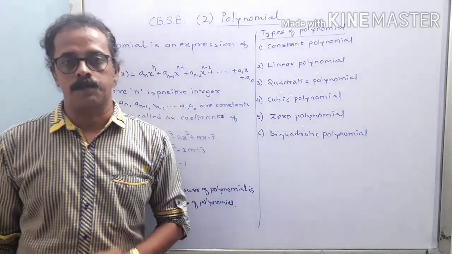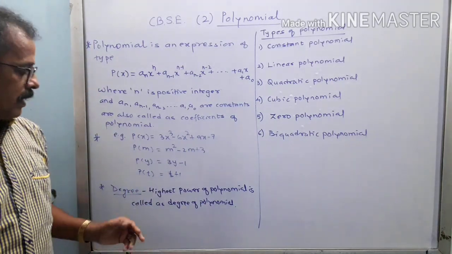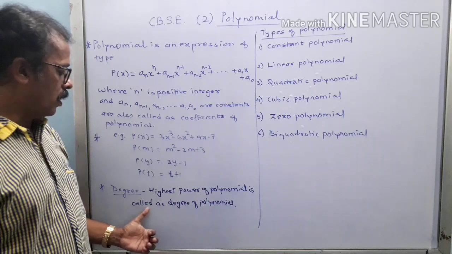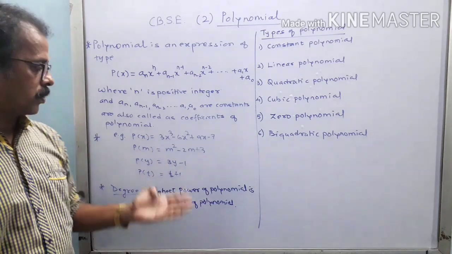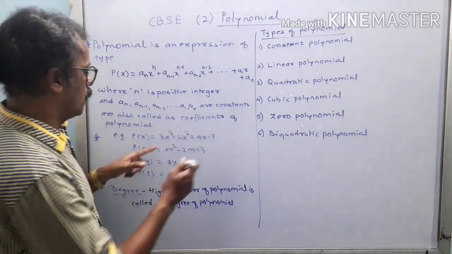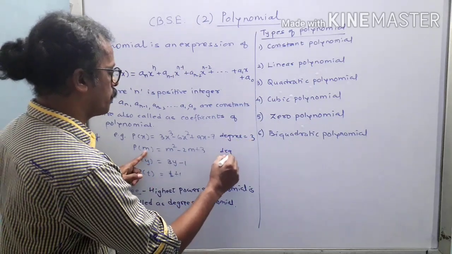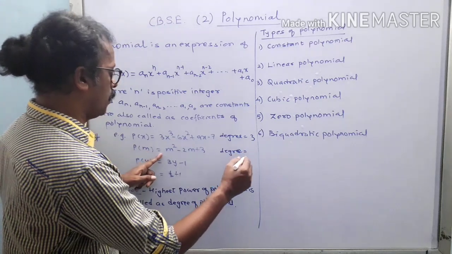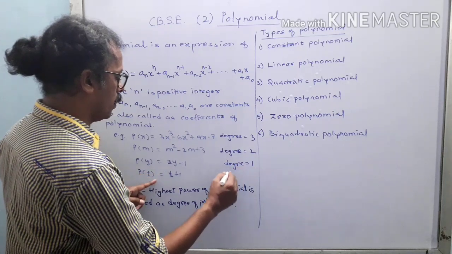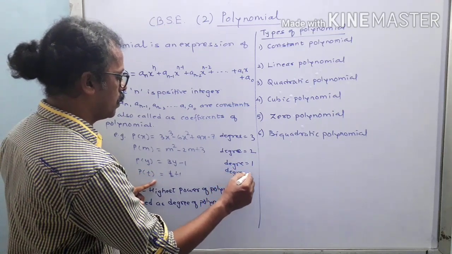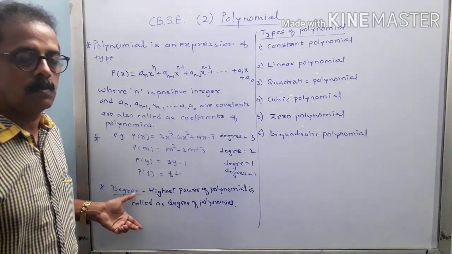Before going to the different types of polynomial, let us come to the meaning of degree of a polynomial. The degree is nothing but the highest power of the variable, called the degree of the polynomial. Suppose I am taking variable x, then the highest power of that x. What is the degree in this particular case? It will be 3. What is the degree of the variable m? It is 2. What is the degree of this polynomial? Here the degree is 1. Here again the degree is 1 because the power of the variable is 1. We understood the meaning of degree.